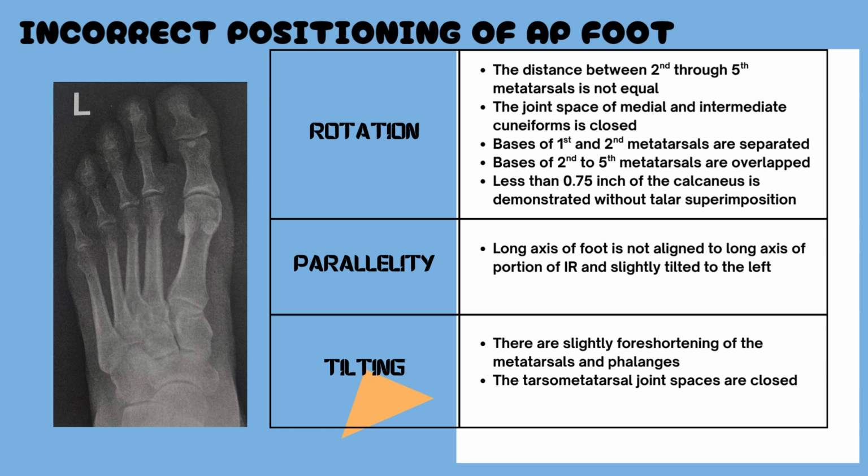The last fault is there is a tilting on this radiograph. There is slight foreshortening of the metatarsals and phalanges. The tarsometatarsal joint spaces are closed. For conclusion, this radiograph cannot be accepted.